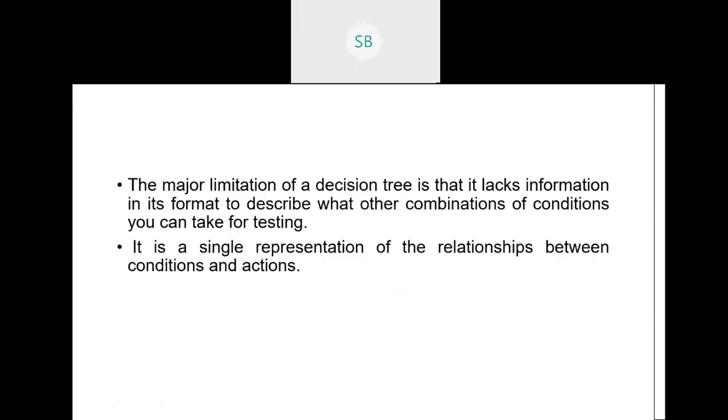Now there are some disadvantages. The major limitation of the decision tree is that it lacks information in its format to describe the combinations. In some decisions, the action may not be yes or no or true or false. It may be some other action. For some conditions you are not sure of the answer.